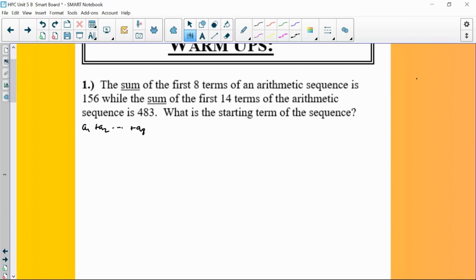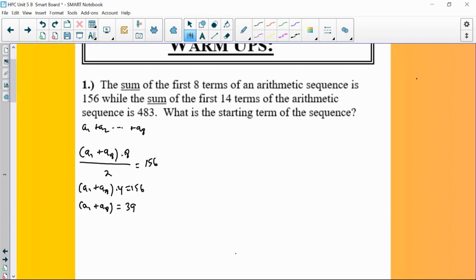And since it's arithmetic, we can construct a summation. It's the first term plus the last term times the number of numbers, so 8 divided by 2, and it tells us that sum is equal to 156. Now you could divide the 8 by 2 to get 4. So we have the first term plus the 8th term times 4 equals 156. And then if you divide the 156 by 4 to get 39, we know that the first term plus the 8th term is equal to 39.